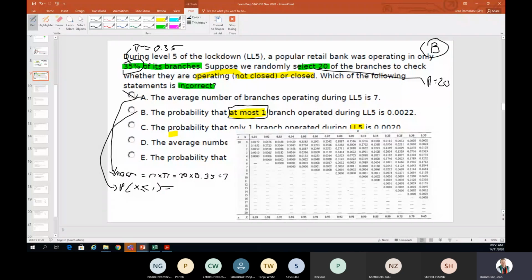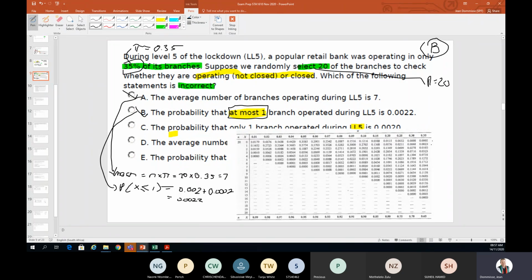So that is the probability of 1, which is 0.002 plus the 0.0000... which then gives you 0.00022, which is that one, so that is correct.